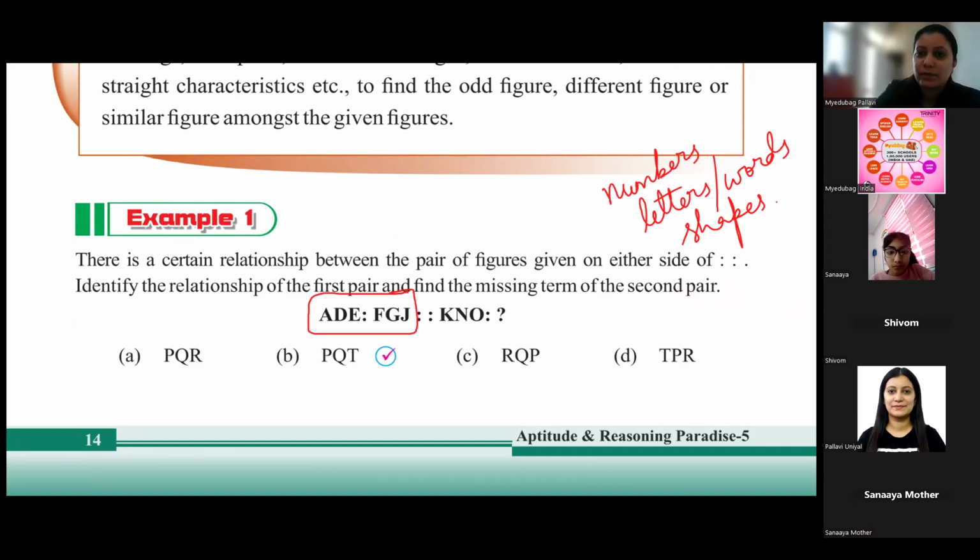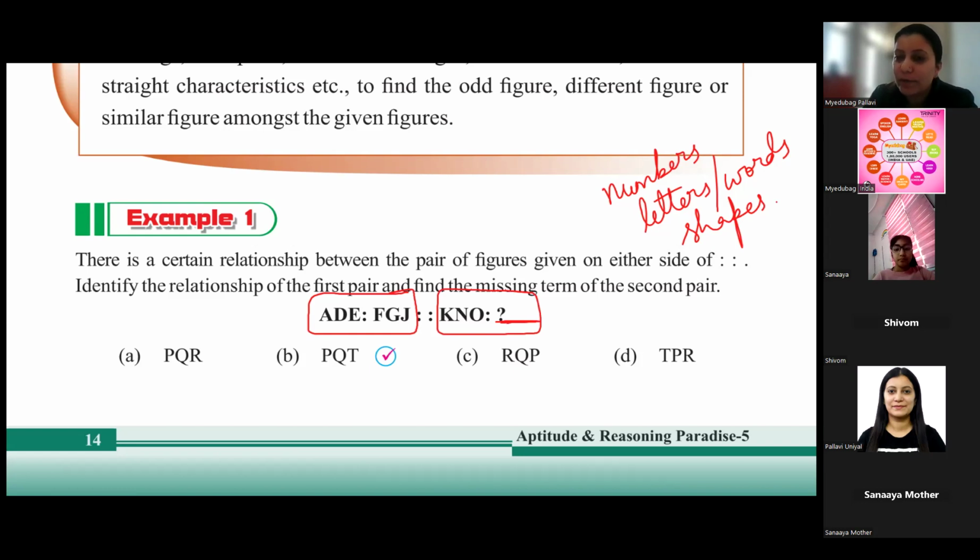As we can see, one pair is given to us, ADE is to FGJ. We write this pair with a colon in between. And again in the second pair, one group of letters is given to us. We have to tell what should be coming in this missing place.